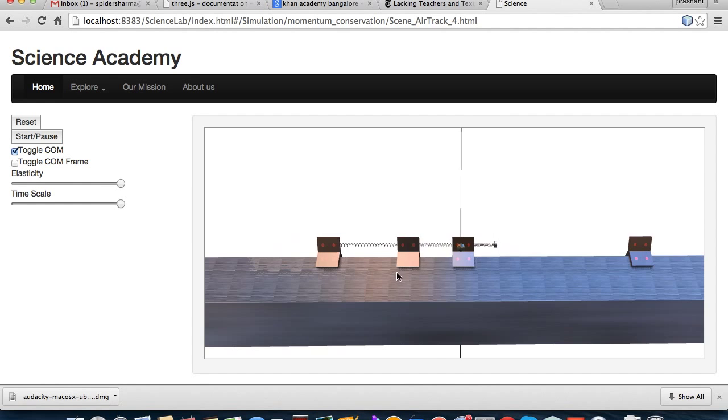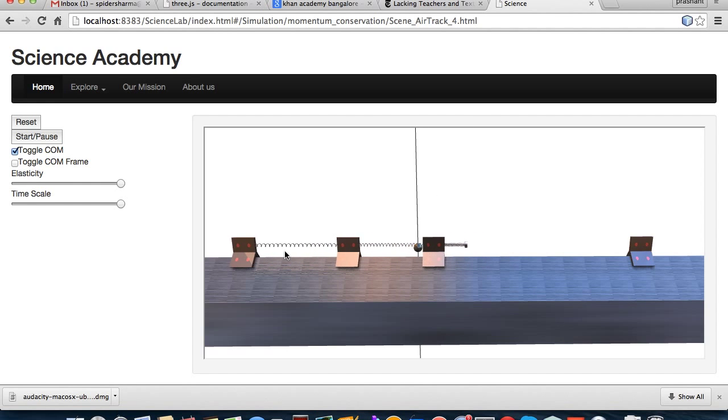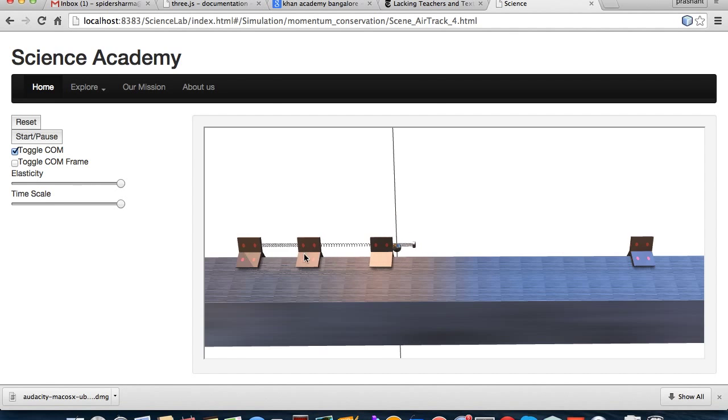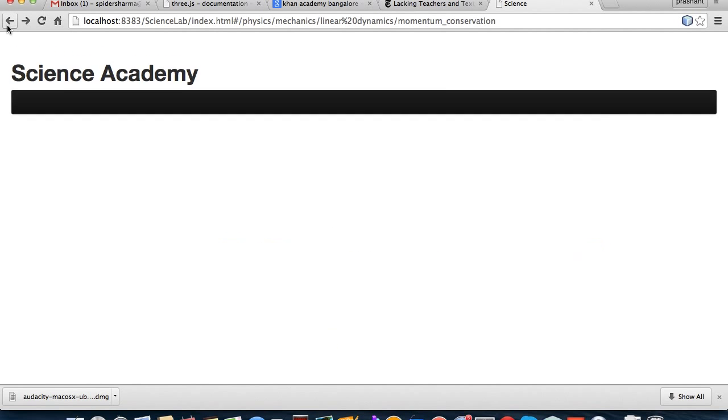You see, the system is moving pretty complicatedly, right? It's not a very straightforward motion. If you see an individual object, then definitely the momentum is not conserved for the individual object, but for the system as a whole, the momentum is conserved. Center of mass moves with a constant velocity.